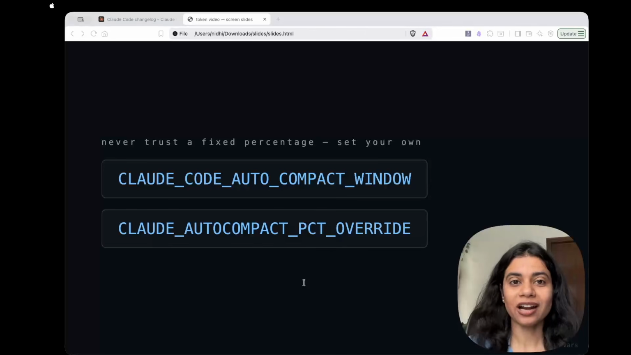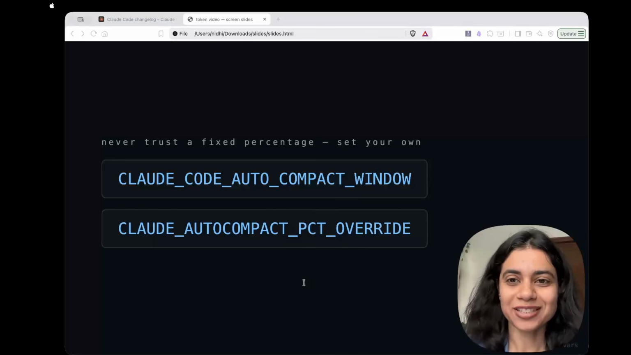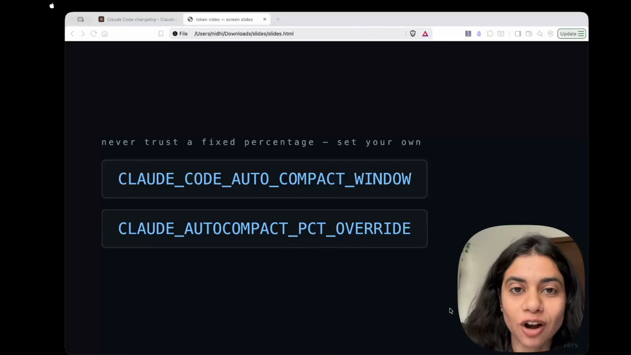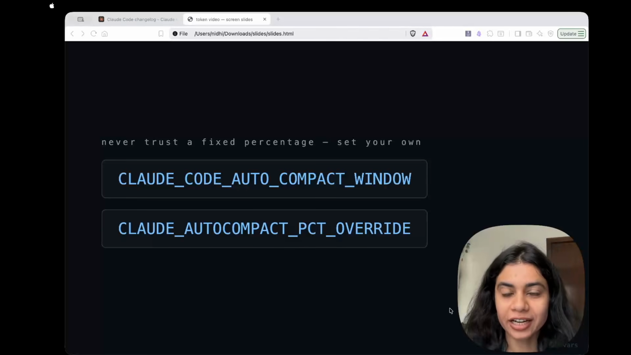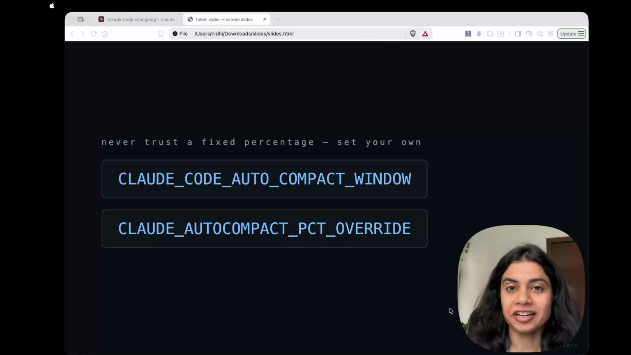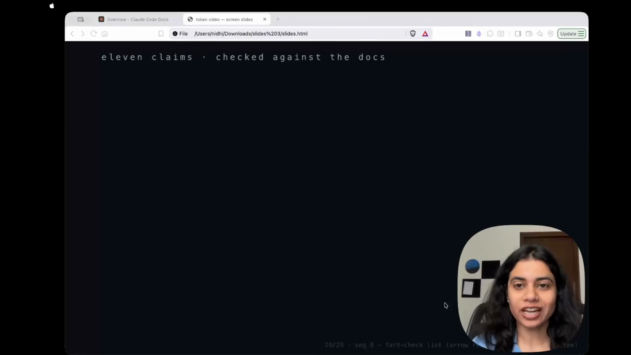But if you want to override, you can set these two environment variables for yourself. Just a side note here, if you update the second variable, which is Claude Auto Compact PCT override, you can just lower it. If you increase it beyond the default, then it's not going to have any effect. Let us take a look at what we have seen so far.